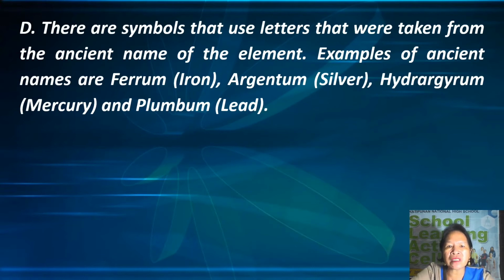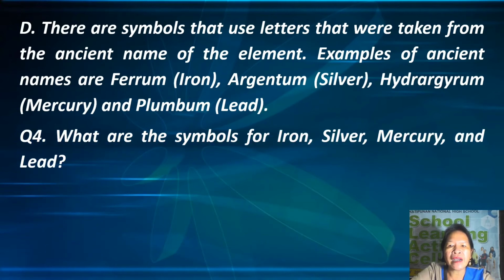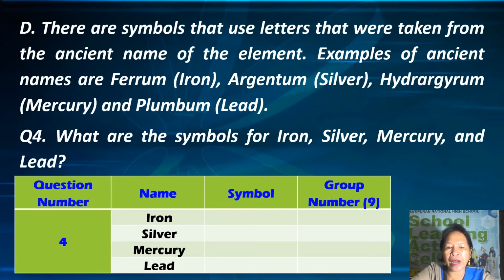Now, what do you think are their symbols? Since you were told that some elements use letters that were taken from their ancient name, what do you think is the symbol for iron, silver, hydrargyrum, and plumbum? Okay, let us see your answers. For iron, the symbol is capital F and e from the word ferrum.